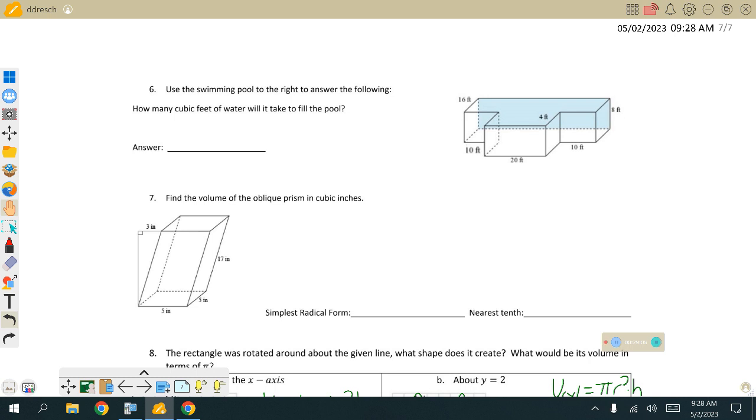Okay. That's where we'll go ahead and pause it for our time's sake. And then tomorrow we're going to use that exact same formula, area of the base times the height. But then we will go ahead and apply it to a what?